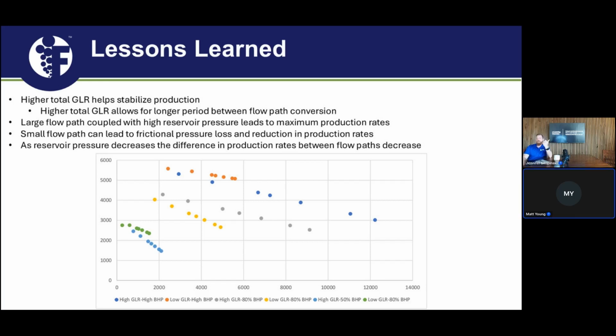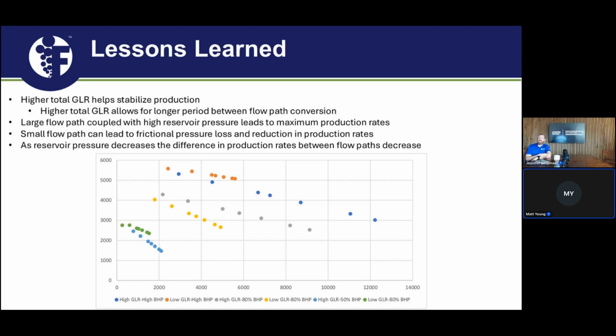Of course, if we don't have reservoir pressure and we don't have GLR, then that span from 2 3/8 tubing to annular flow could be less than 2,000 barrels per day. So it could be a very small production increase as our reservoir pressures decrease and our GLRs decrease too. So things to look at. Really good lessons learned here.